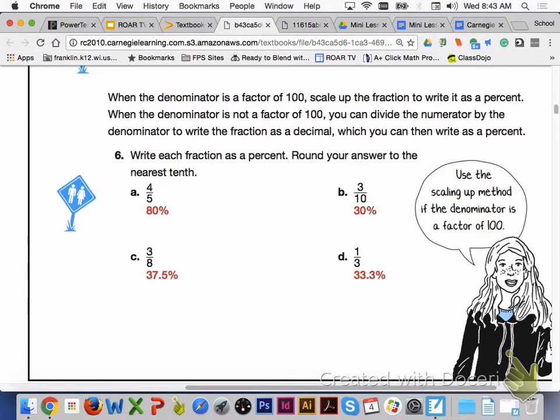For number 6, letter A and letter B, the denominator is a factor of 100, so you could have scaled up to write it as a percent. A would be 80% and B would be 30%. For letter C and letter D, the denominators are not factors of 100, so you would have to divide the numerator by the denominator in order to get a decimal and then write it as a percent. So for letter C, you should have 37.5%, and for letter D, you should have 33.3%.